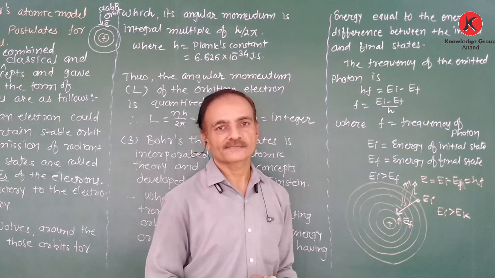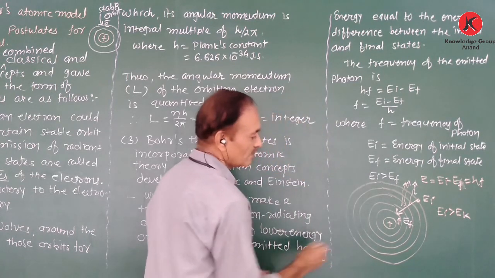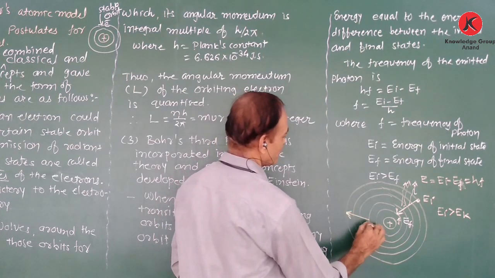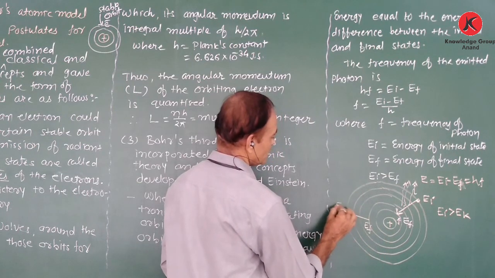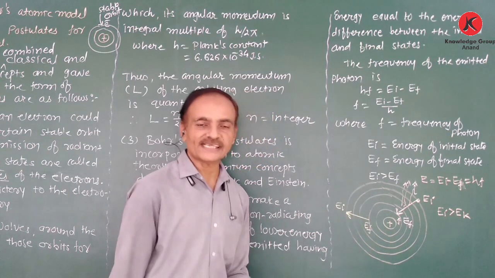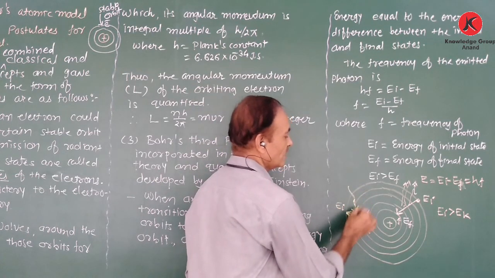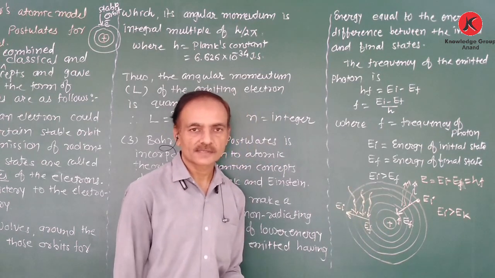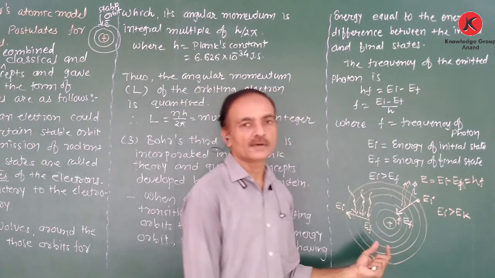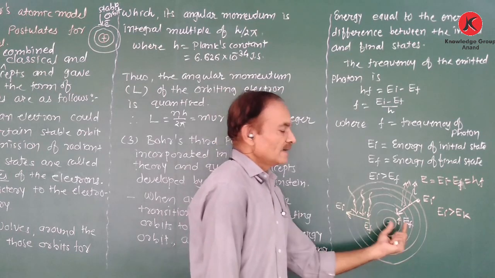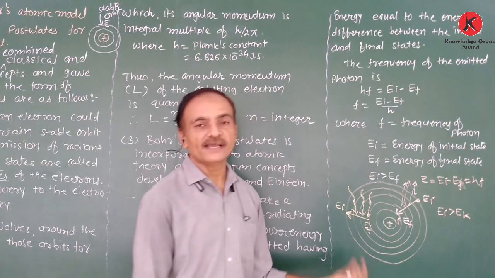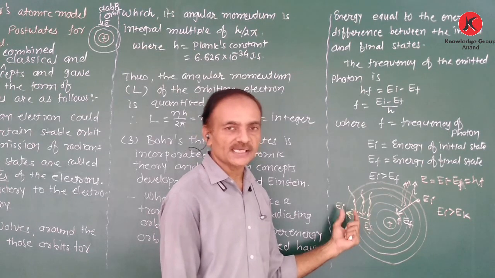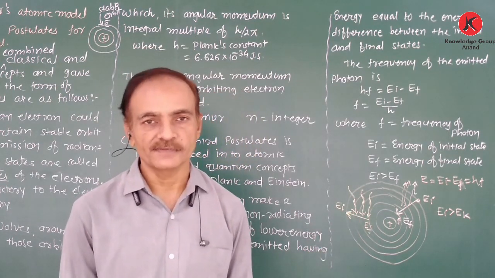Now opposite to that, if the electron makes the transition from a lower energy state to a higher energy state, that is from Ef to Ei, at that time it absorbs energy equal to the energy difference of these two orbits. When the electron makes the transition from a non-radiating energy state to a higher energy orbit, it absorbs a photon having energy equal to the energy difference between these two orbits.